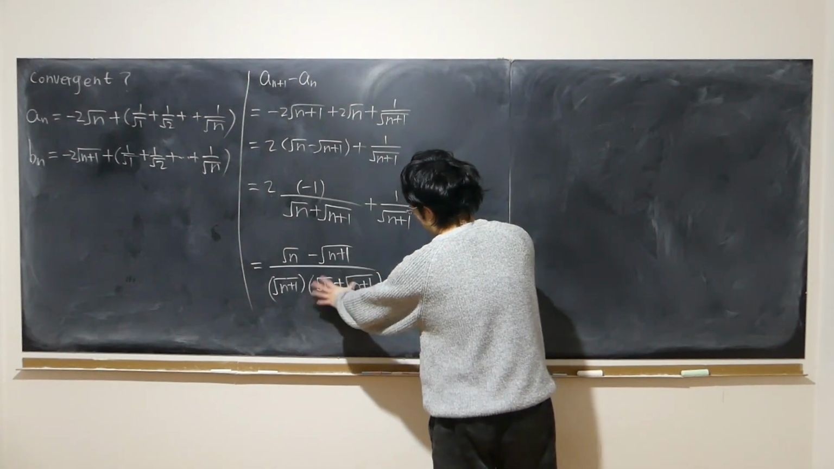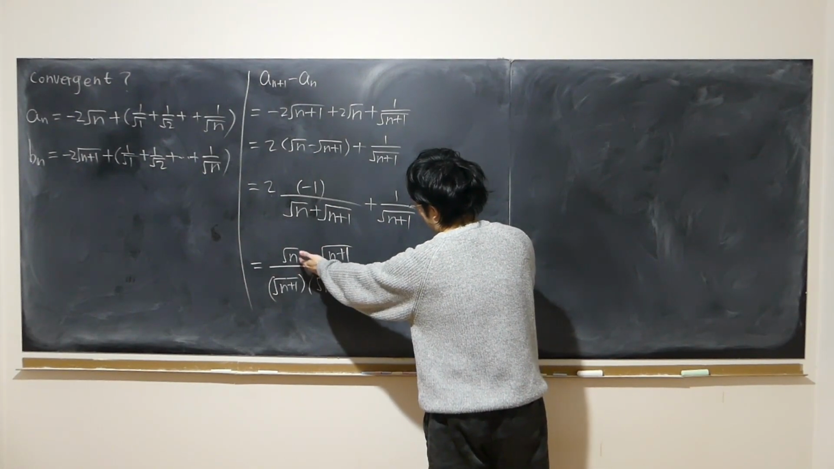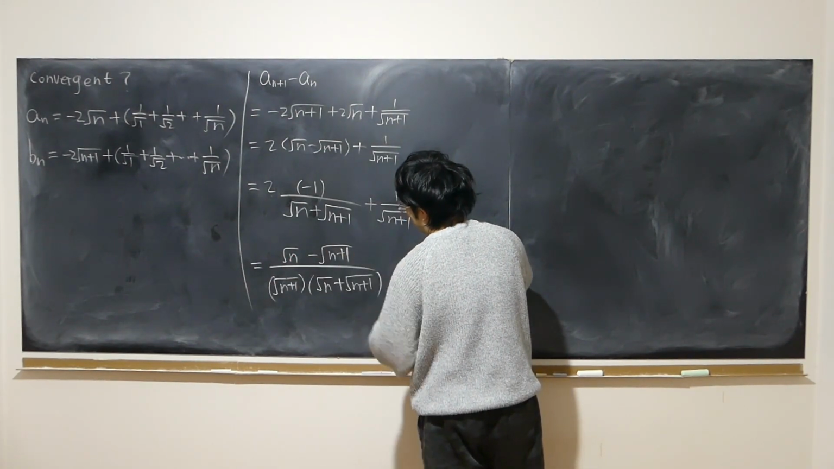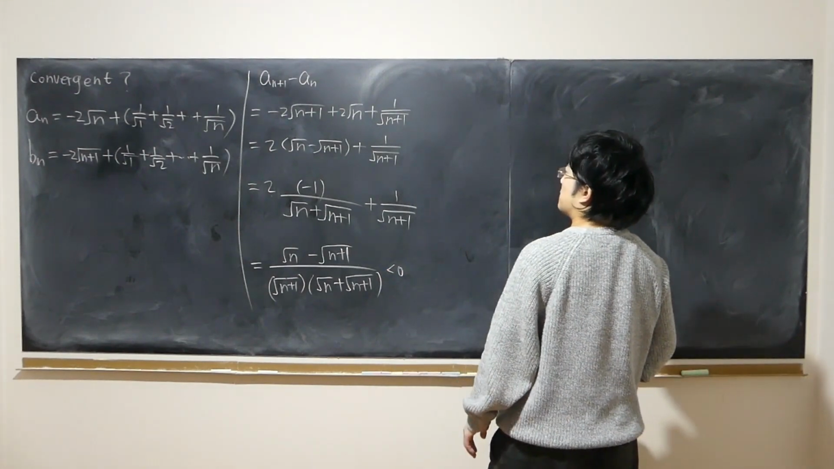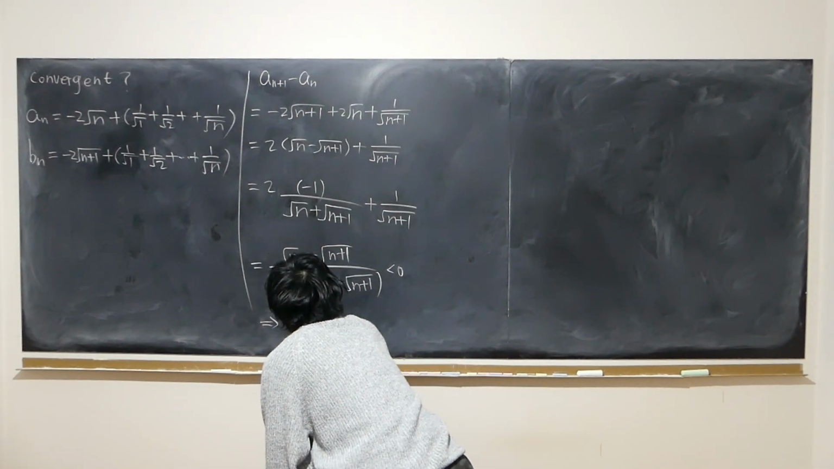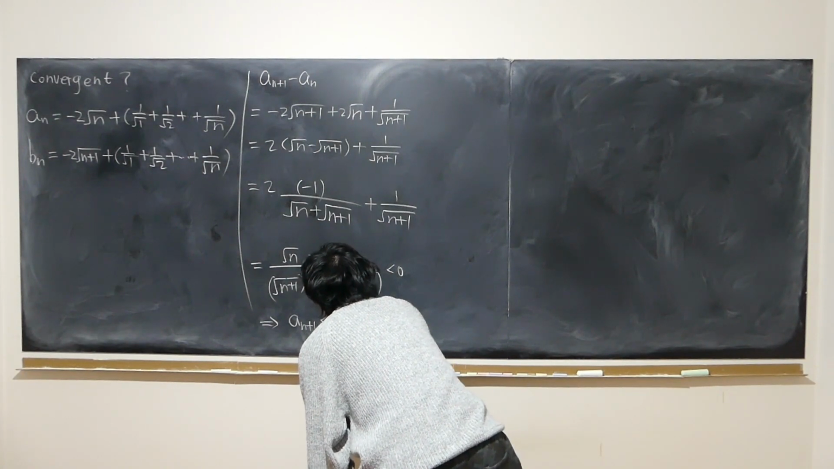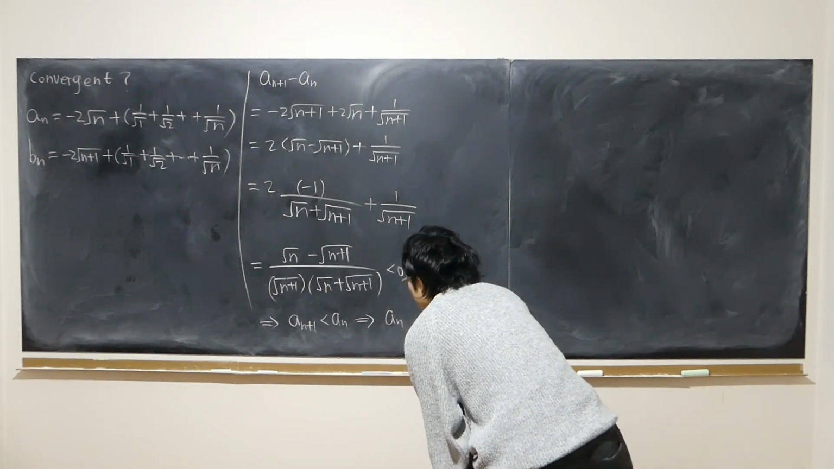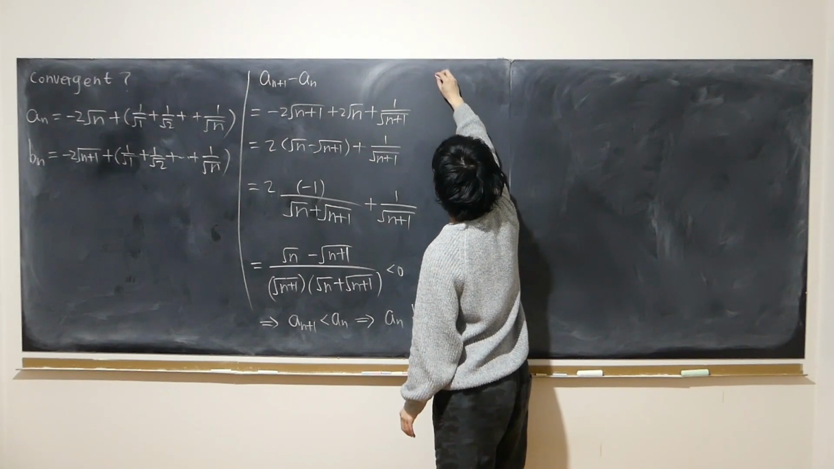So the bottom is clearly positive. The top is negative because n is smaller than n plus 1, so the square root of n is smaller than the square root of n plus 1. So the whole thing is negative. Which means a_n plus 1 is in fact smaller than a_n, which means the sequence itself is decreasing. Monotonically decreasing.